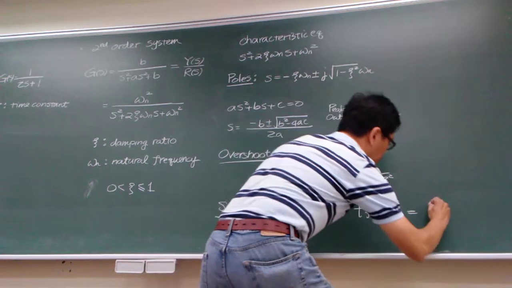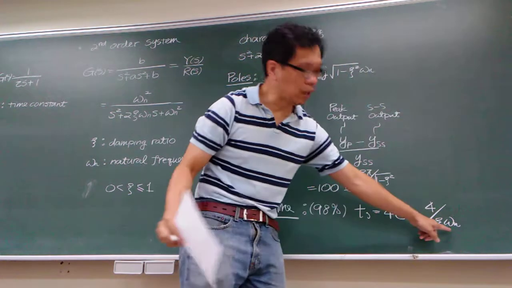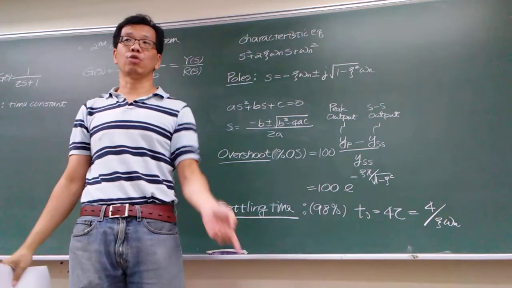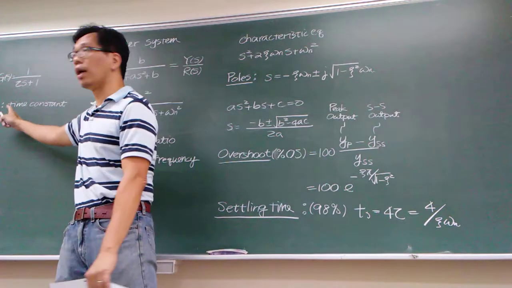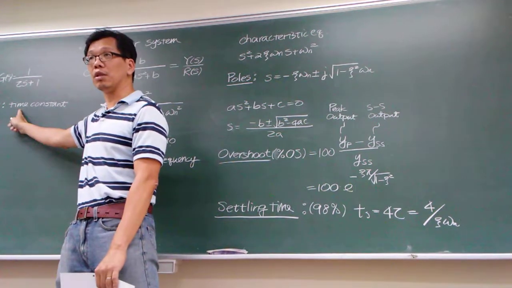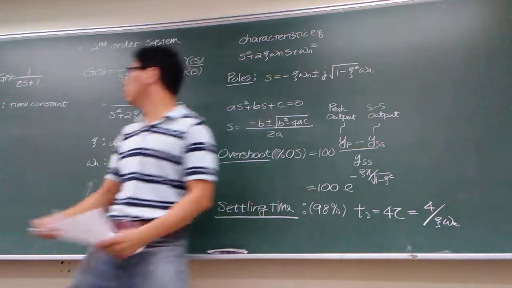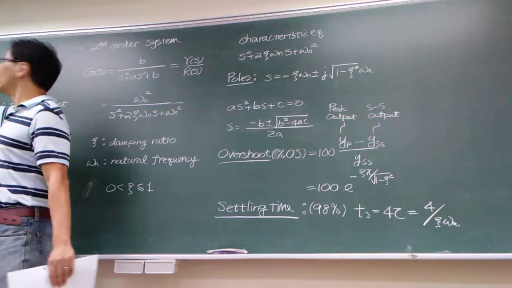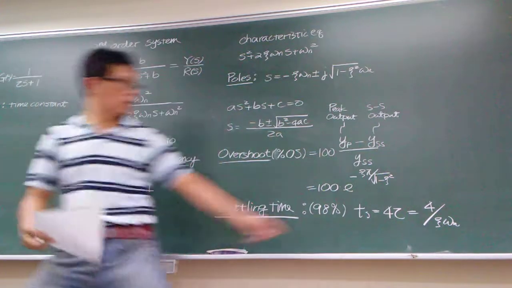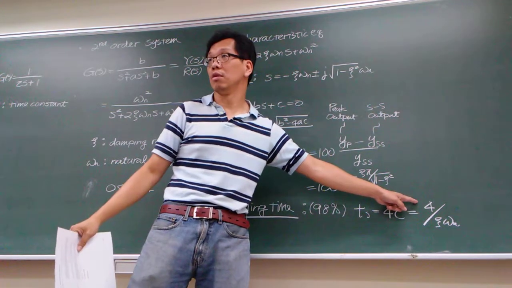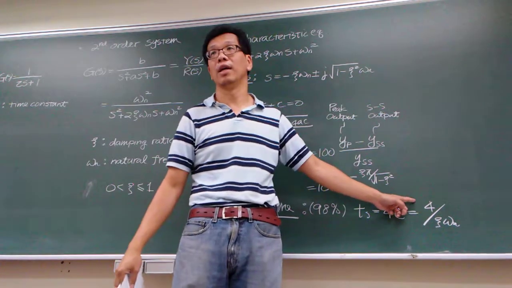And this is going to be 4 divided by zeta multiplied by omega n, which means if you try to analyze this one over here, 1 over zeta omega n is going to correspond to my time constant in the first order equation. Does it make sense? So if I want to have 2% error, it's going to be 4 tau. If you want to have 5% error, instead of using 4, what should I use? 3, right. If you want to have 99%, this one over here becomes 5. Okay?